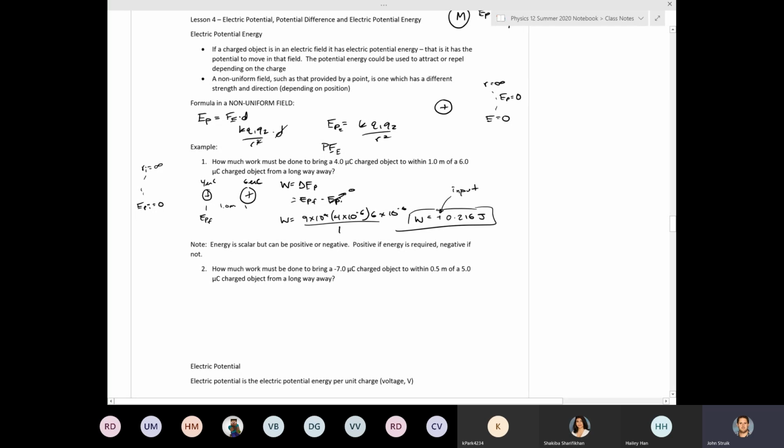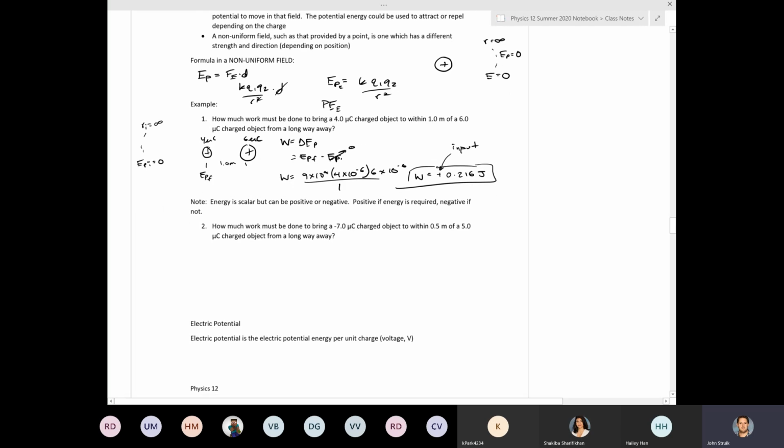Okay, so this leads us to a next point. Energy is scalar, but can be positive or negative. Okay, positive if you have to input energy, negative if energy comes out. So how much work is done to bring a negative 7 microcoulomb charged object to within 0.5 meters of a 5 microcoulomb charged object from really far away?